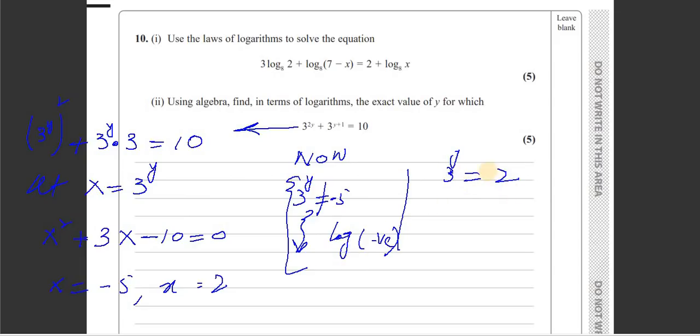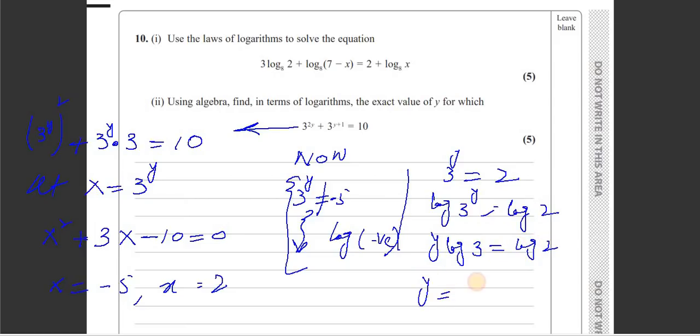Now we can solve the other one. We can apply log to figure out y. So log of 3 to the power y equals log of 2, and y comes down, so y log of 3 equals log of 2. That means y is equal to log of 2 over log of 3. This is the exact value of y that they are asking.